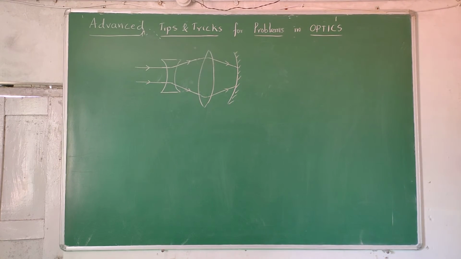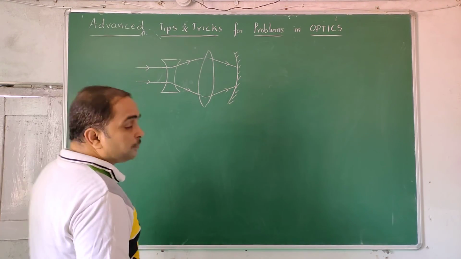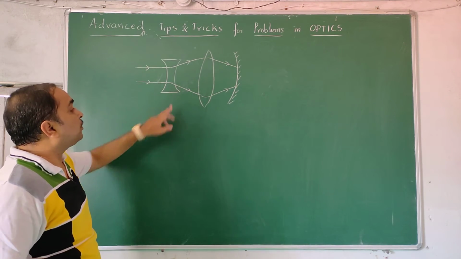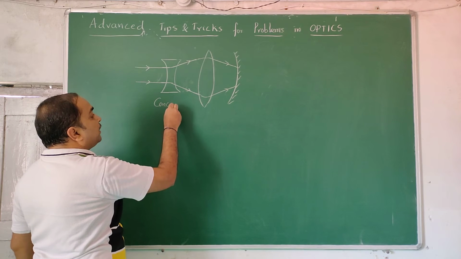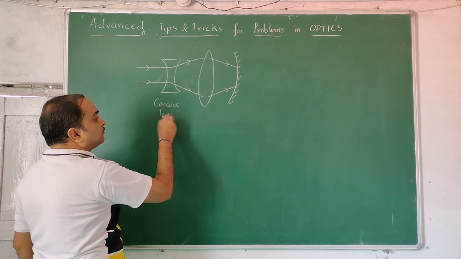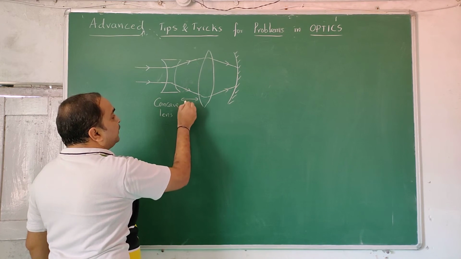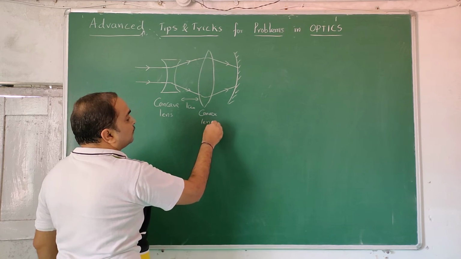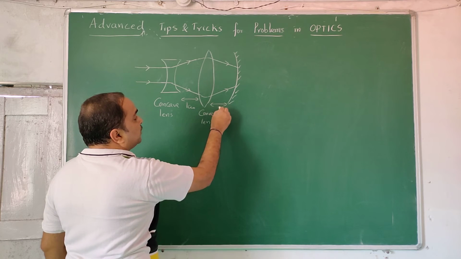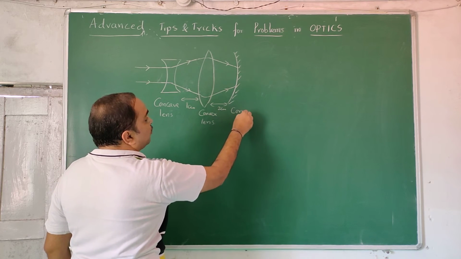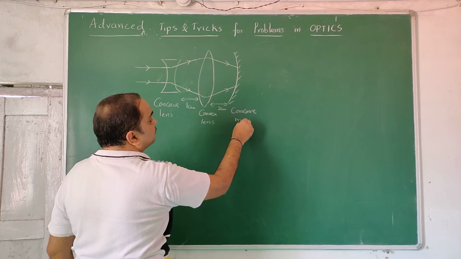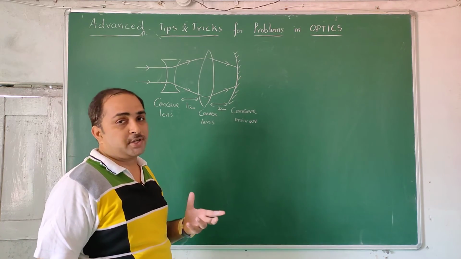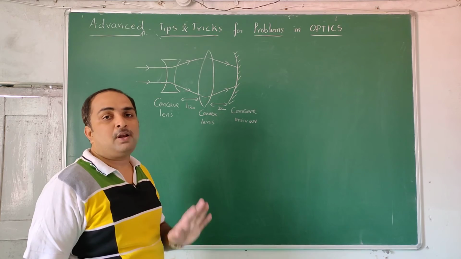Yes, students, typical problems in which an object is kept at some distance in front of a concave lens, and after a certain distance, say 1 centimeter, you have a convex lens, and after that, after a distance of 2 centimeters, we have a concave mirror. This is a very typical question, a tough question. How to answer it? This is simple logic, one at a time.